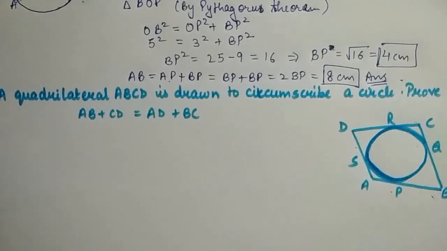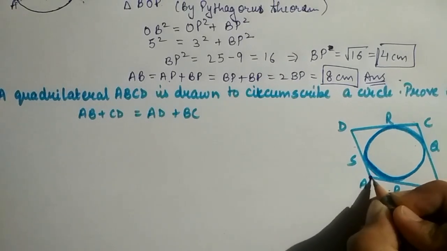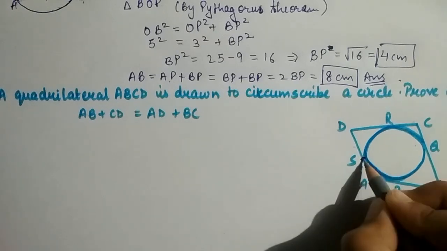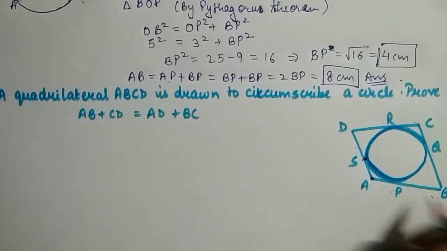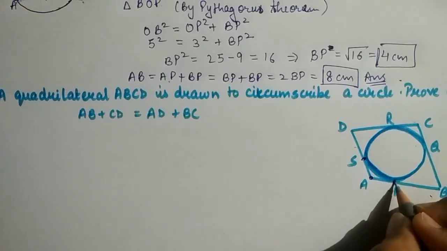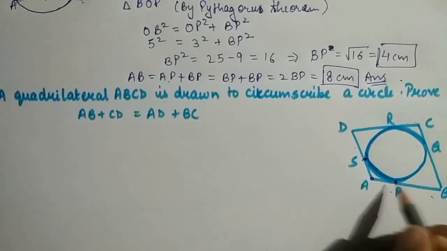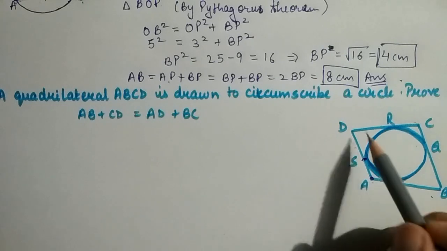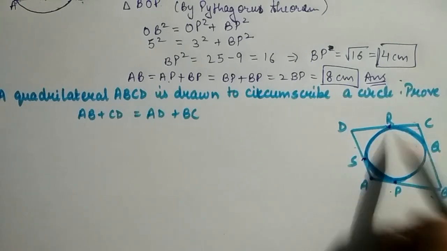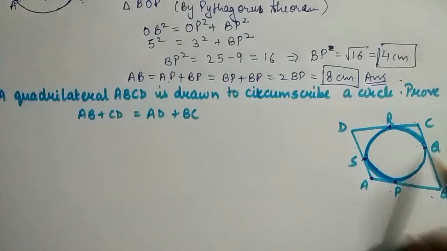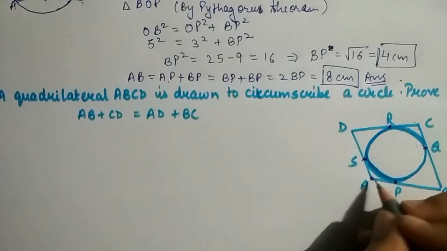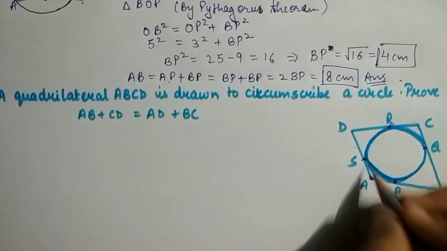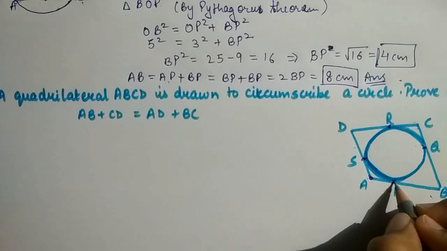So how will you do this? You see the figure. This is point A and the circle is touching the side AD at one point S, and it is touching the side AB at one point P. So as the point of intersection with the circle is only one, AB is also a tangent, AD is also a tangent, DC is also a tangent, and CB is also a tangent to the circle. So these four are tangents, and A is an external point outside the circle, and AS and AP both are tangents to the circle.